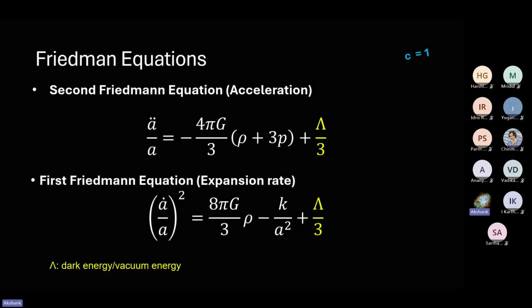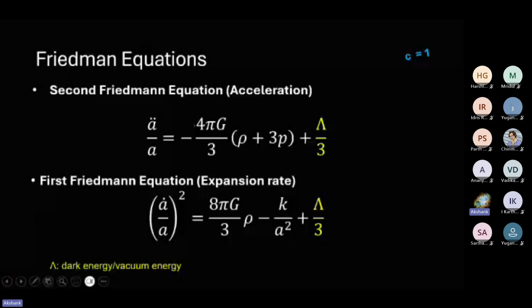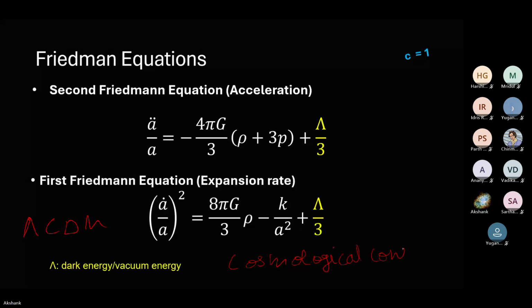Repeating what I said earlier, if you missed any of it because I got disconnected: this is your lambda CDM model, where this lambda is called the cosmological constant, which does not change with time. Why did we have to introduce this? Because we observationally saw that this whole term should have been greater than 0.